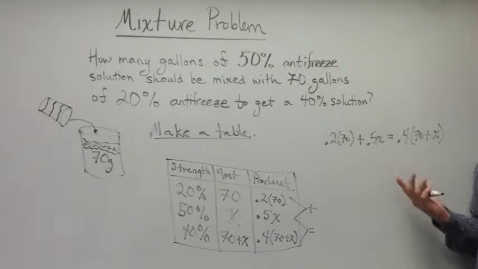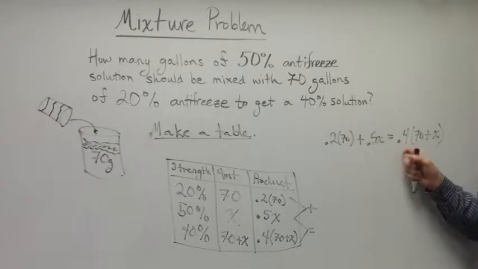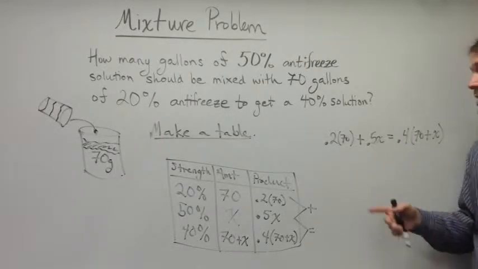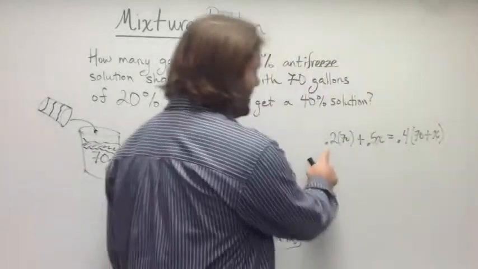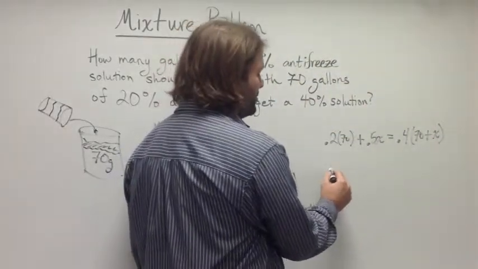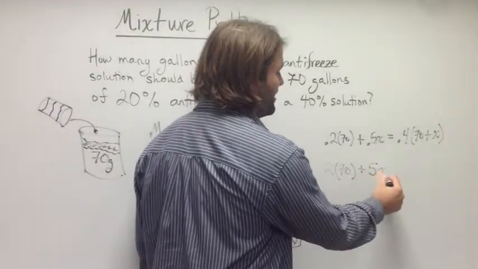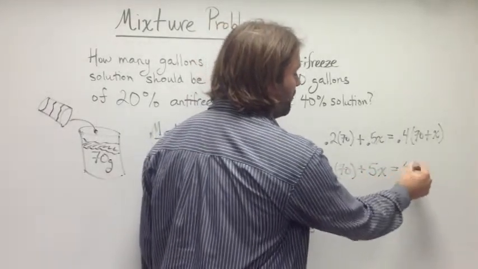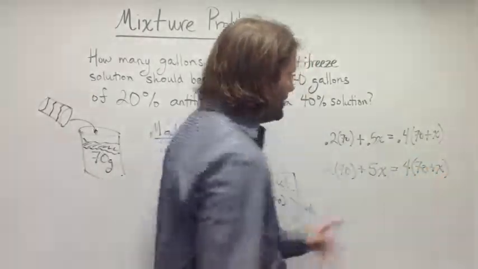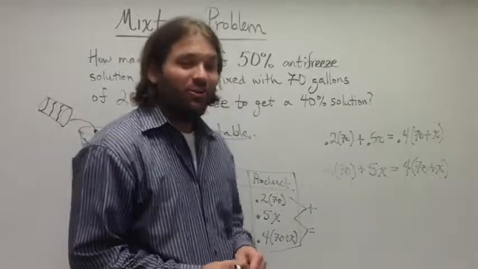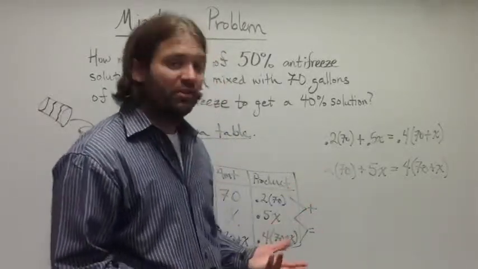Now, to make this a little bit easier, we can use a little trick. Since we're dealing with decimals, in order to get rid of those decimals, we could multiply every term by 10. In doing so, this equation will become 2 times 70 plus 5 times x is equal to 4 times (70 plus x). This is a nice trick because now we no longer have to worry about any decimals. Now we can just use whole numbers, which is great.